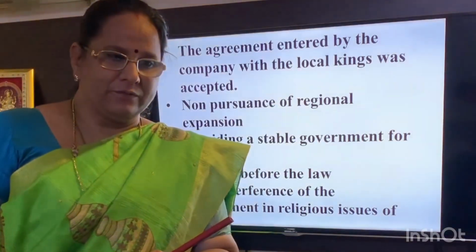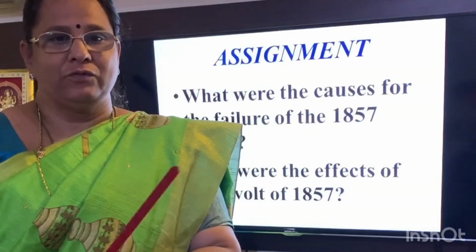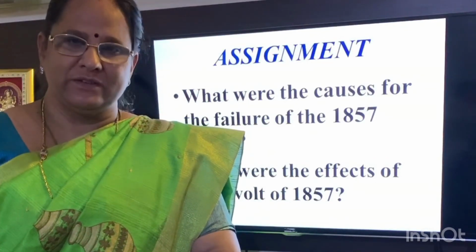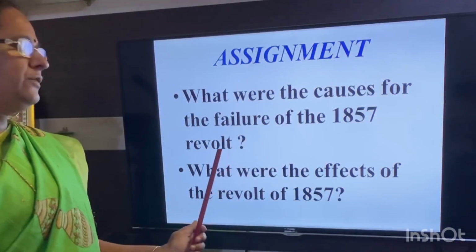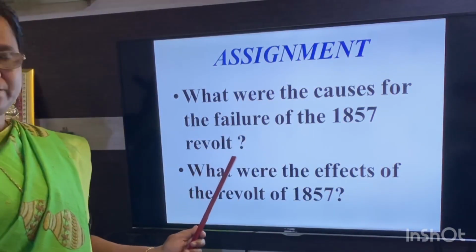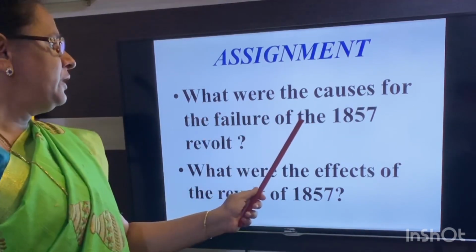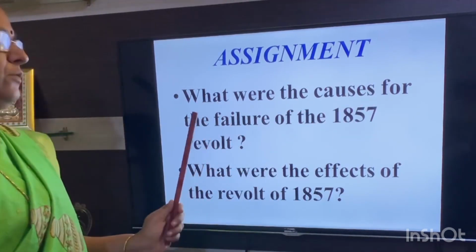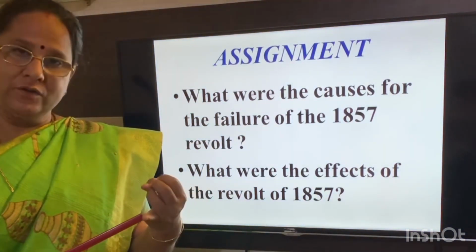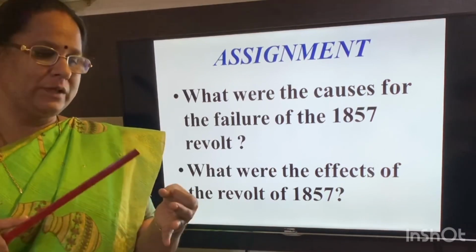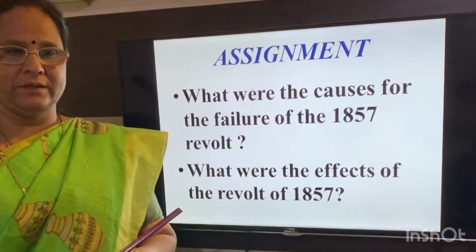Now, as we have come to the end of this lesson, I will give you a few assignments. Only 2 questions are given in that. What were the causes for the failure of the 1857 revolt? You will write about the whole country not taking part, the kings and queens, and the Indian soldiers, what they were lacking. These are the points you are going to write in the first question.